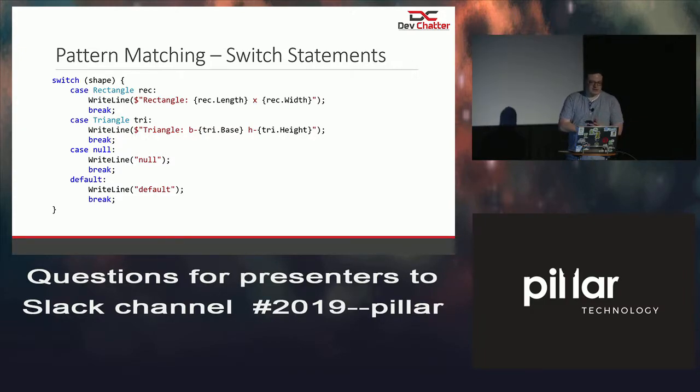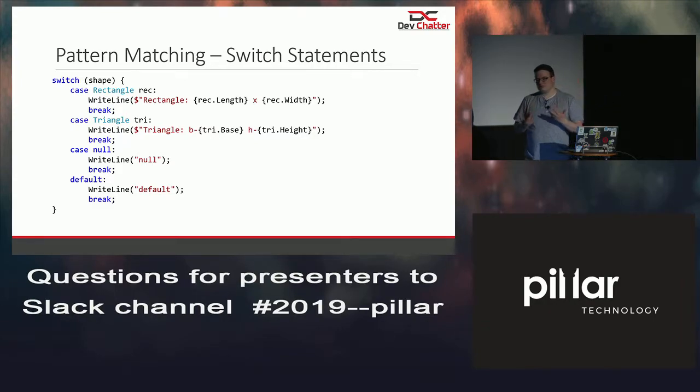Switch statements in C# 7 are not always the same kind of switch statement that you've had in the past. These ones, if you're doing pattern matching, you can pass in an object and you can literally say, hey, if it's this type, do this. If it's that type, do that. If it's this constant value, do this other thing.